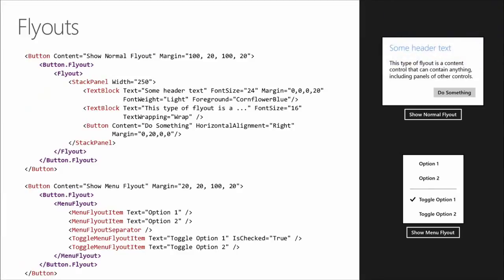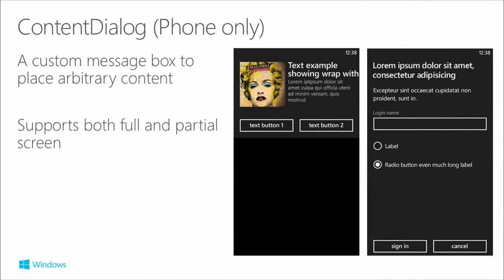So this is the way you might do a context menu. So the bottom example there is a button flyout with a menu attached to it. So when the user taps that button, show menu flyout, you get this pop-up menu will come up, and the user can toggle one of the options on it.